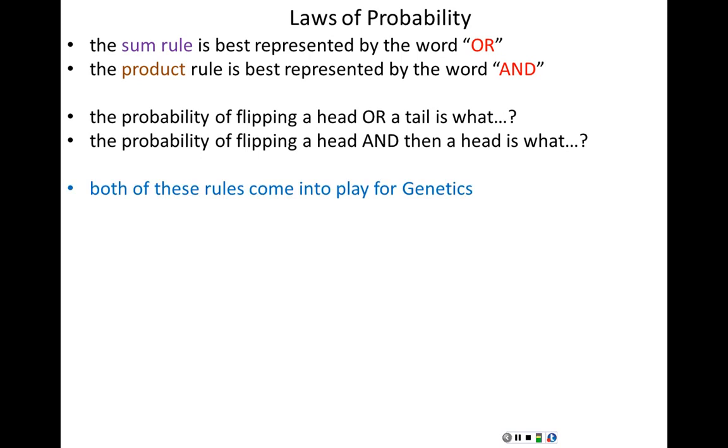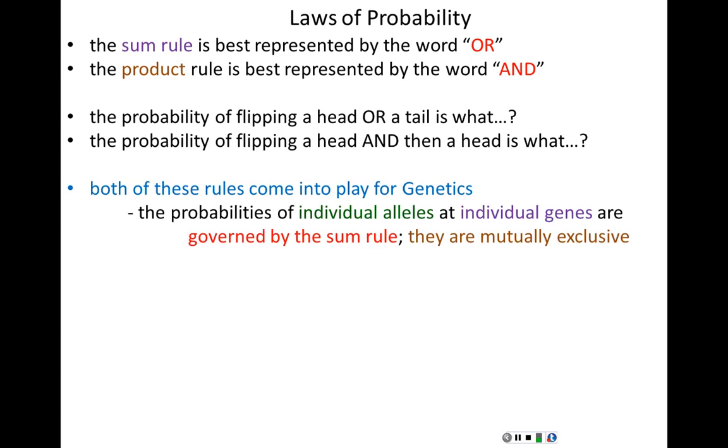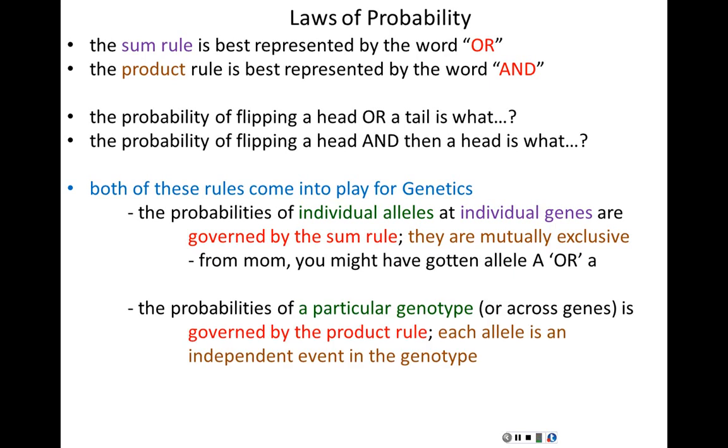Both of these rules come into play for genetics. We already said it once, but the probabilities of individual alleles at individual genes are governed by the sum rule. They're mutually exclusive. Either you have a dominant A or a recessive a at a particular locus. Or, thinking about it a different way, when your mom contributed some genetic information to you, she could have given you the A allele or the little a allele, not both.